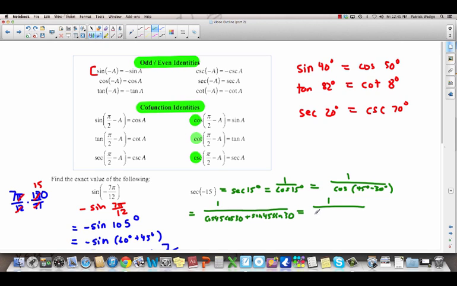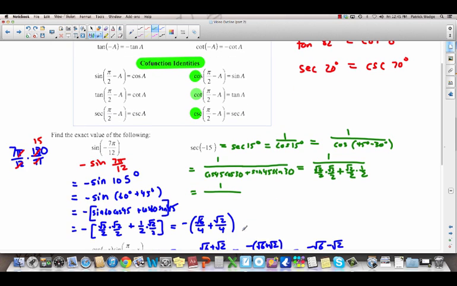Cos 45 is root 2 over 2. Cos 30 is root 3 over 2. Plus sine 45 is root 2 over 2. Sine 30 is 1/2. Okay, we have 1 over root 2 times root 3 is root 6 all over 4. Root 6 over 4 plus root 2 over 4.